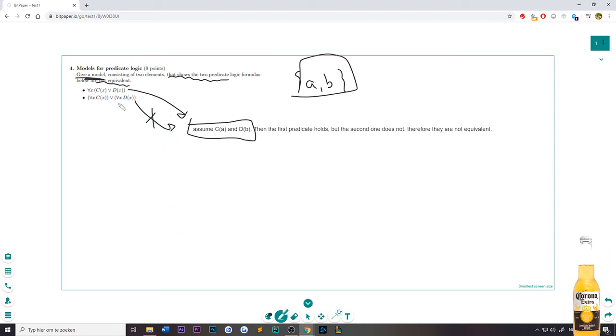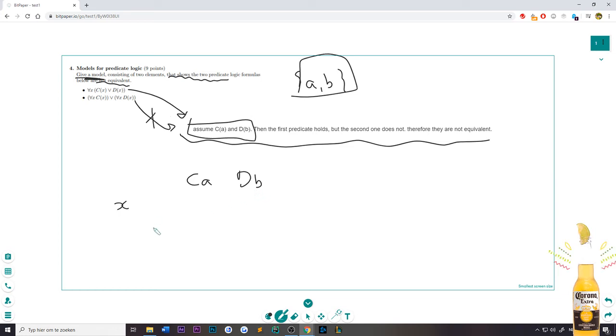That's why it looks super easy, you're like, wow, okay, one sentence, I get my points. But most of the hard part of this question is understanding how these two are different. How can I create a model such that these two are different? Well, luckily, this question is super easy to come up with a model. The second one does not hold because we have C(A) and D(B). And what the second one is saying is that all x need to be C or all x need to be D.